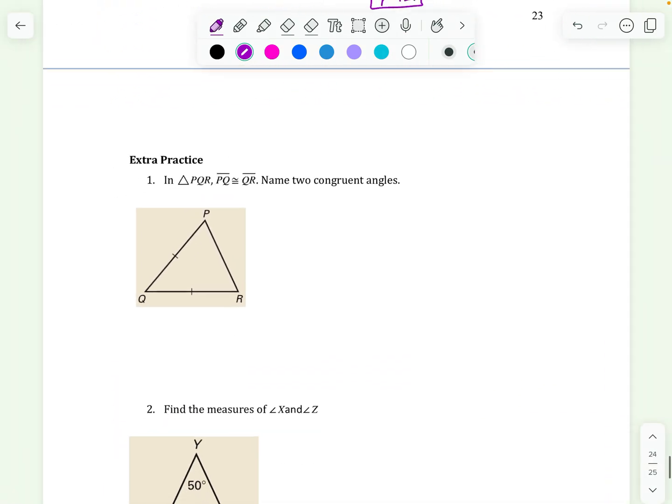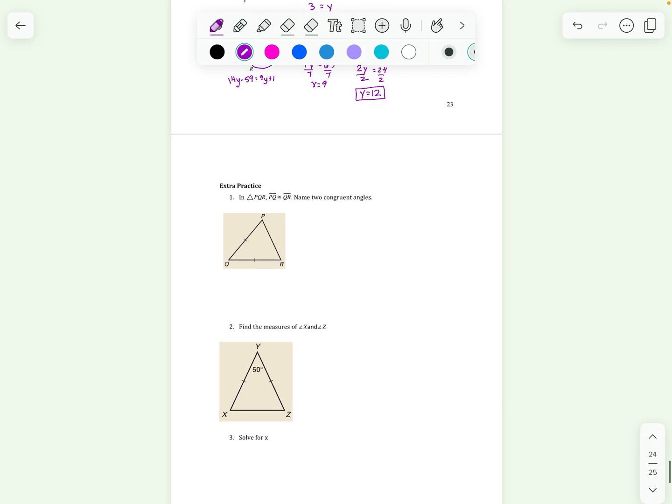So now it's your turn to go and give the extra practice a shot before you start the homework.